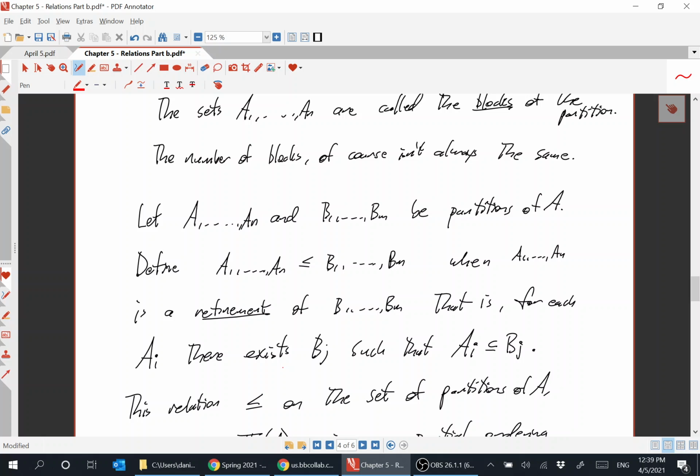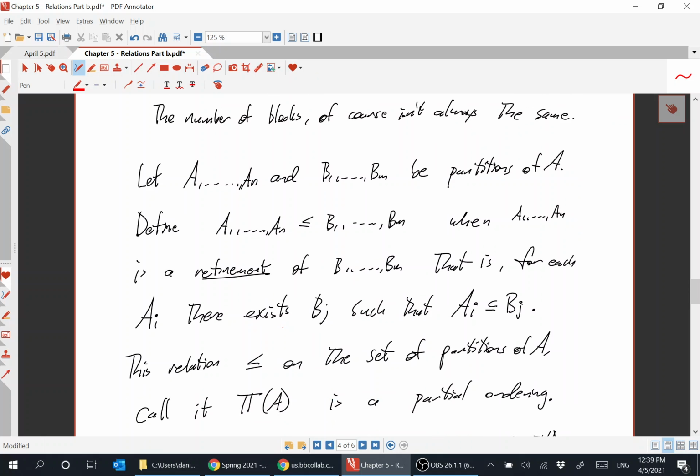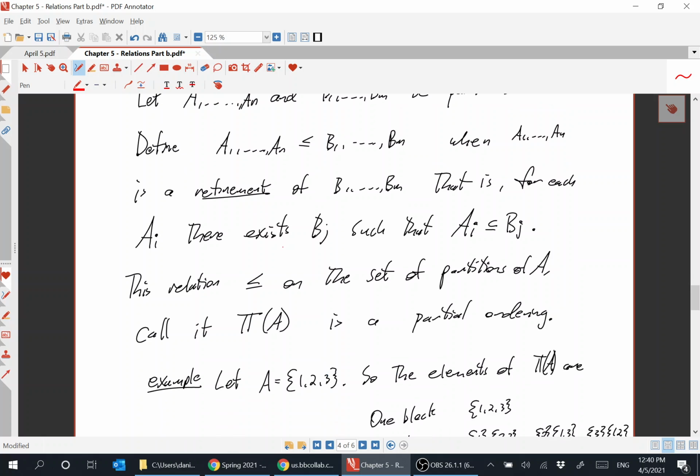Another way to think of refinement is, you take the partition B and you partition its subsets into smaller partitions. You break its subsets into smaller sets, and that's a refinement. Okay, so that's more of a top-down way of looking at it. This is more of a bottom-up, although in the abstract, this is a little bit easier to see. So the set of all partitions, we'll call it pi of A, and that relation is a partial order.